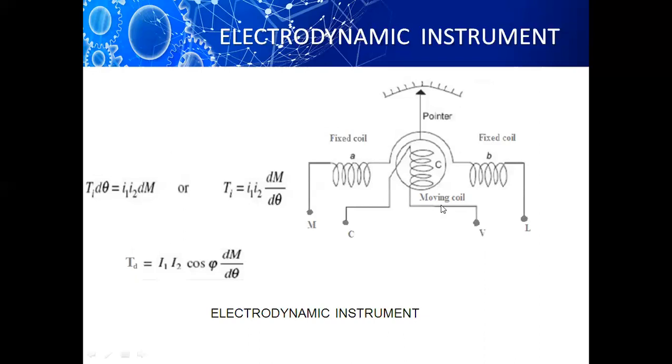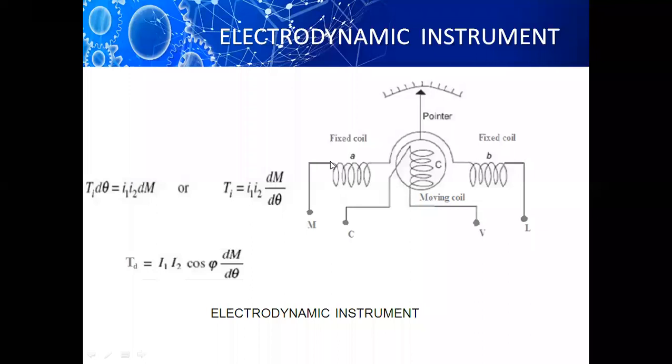So an electrodynamometer type instrument will have two coils as shown in the figure. This figure represents different parts of the electrodynamic instrument. Here you can see we have two fixed coils A and B. A and B are fixed coils, and we have another coil which is the moving coil C.